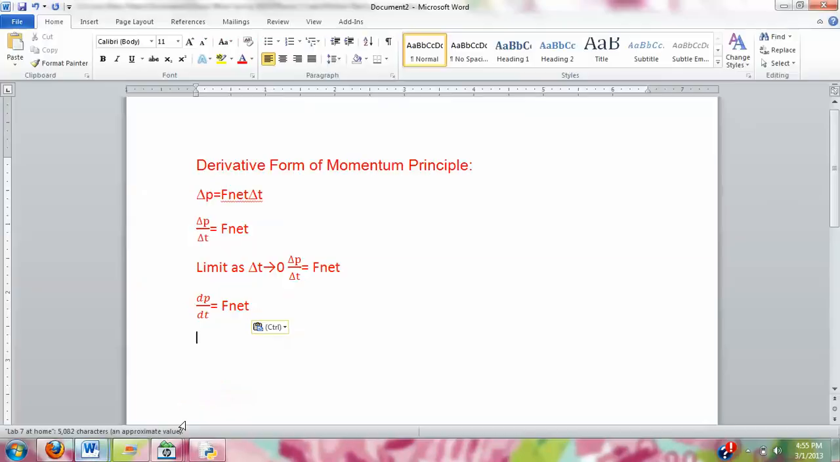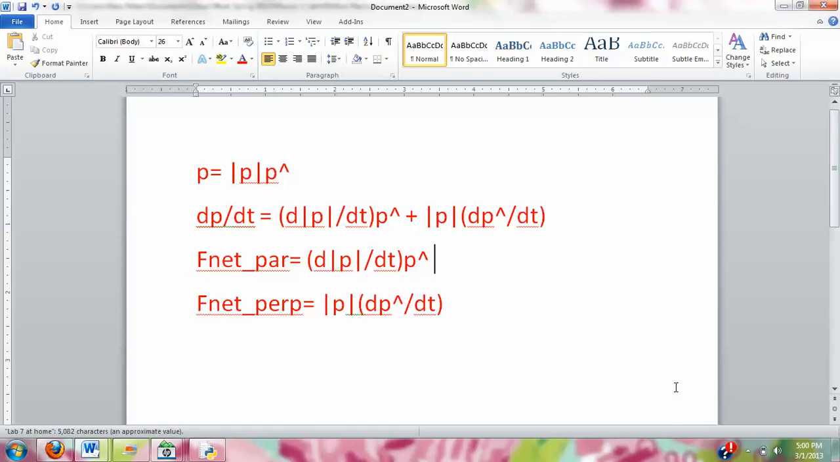Here is the derivative form of the momentum principle, and it can be found by dividing both sides of the momentum principle by delta t and then taking the limit as delta t approaches 0, and this states the instantaneous time rate. The rate of change of momentum can be separated into two components. One component gives the rate of change of the direction of the momentum, while the other gives the rate of change of the magnitude of the momentum. This is the rate of change of magnitude, and this component represents the rate of change of the direction.